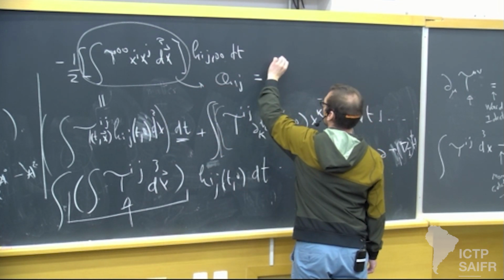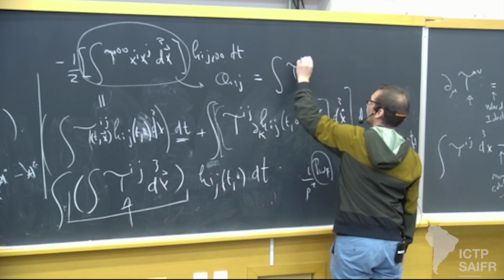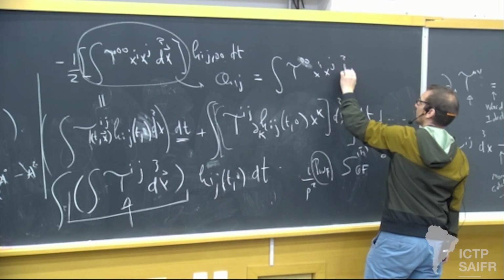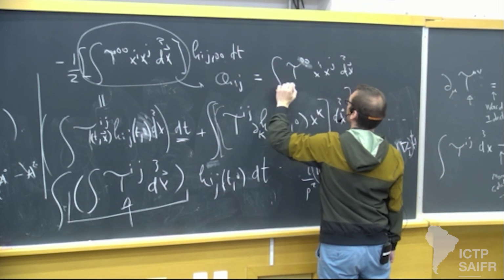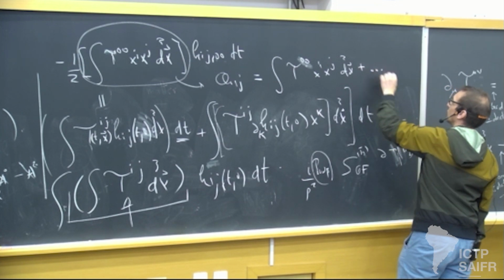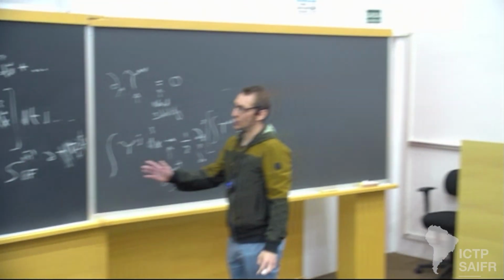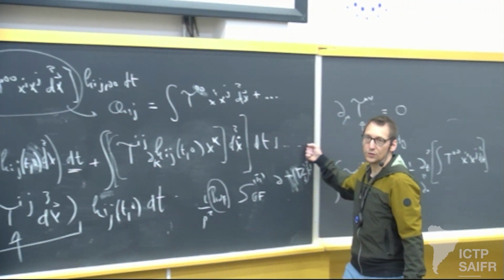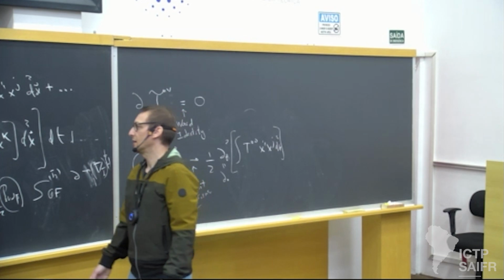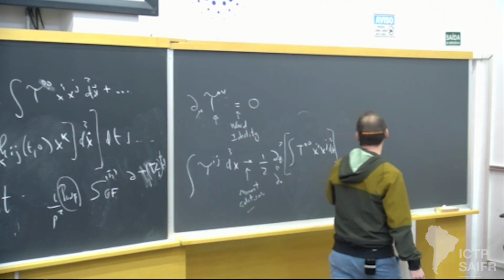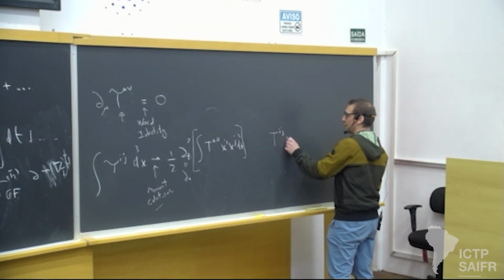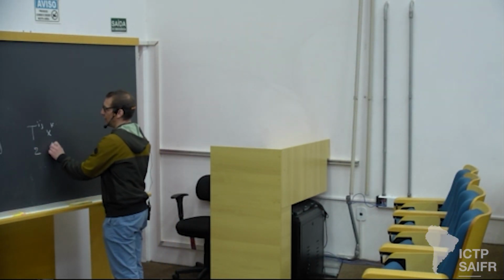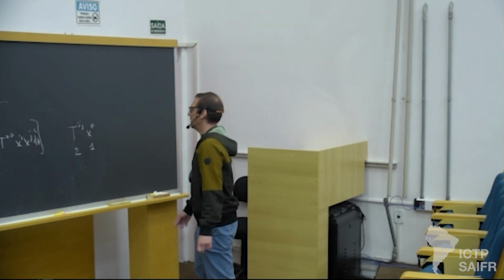is equal to the integral of T00, xi, xj. Yeah, plus dot, dot, dot. And what I mean by dot, dot, dot, because this was our first. Then we have to go to this guy, and we have to do it to this guy, and so on. So then we need to reduce another guy, which is Tij sk, and this has a 2 and a 1.